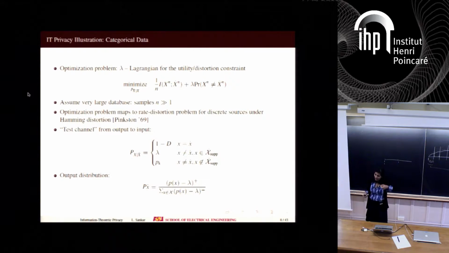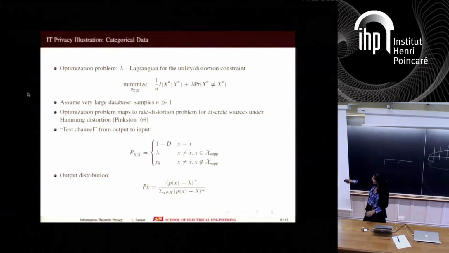So remember there's a random variable x. It has a set of values in its sample space. They all have different probabilities. It's only going to preserve those samples in the sample space that are above the Lagrangian that represents distortion.